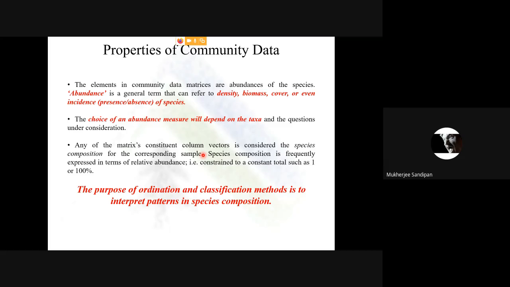Now, there are some properties of community data. When you collect these ecological data, the most important parameter that you're looking for is abundance. Abundance simply means how abundant a particular species is. In general terms, abundance can refer to density. It can also be linked with biomass, cover, or even incidence.